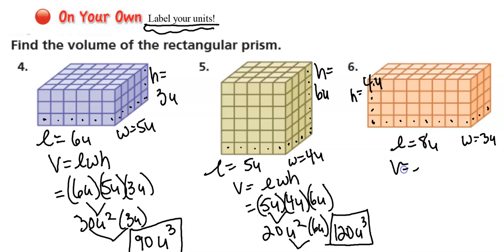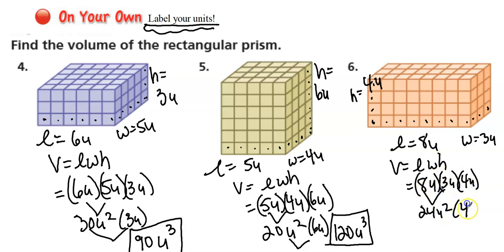I'll write the formula. Length times width times height. 8 units times 3 units times 4 units. 24 units squared times 4 units. That means there are 4 layers of the 24, which gives me 96 cubic units. Okay, so that is supposed to be a review, but basically remember that volume is the amount of space that is taken up by that shape.